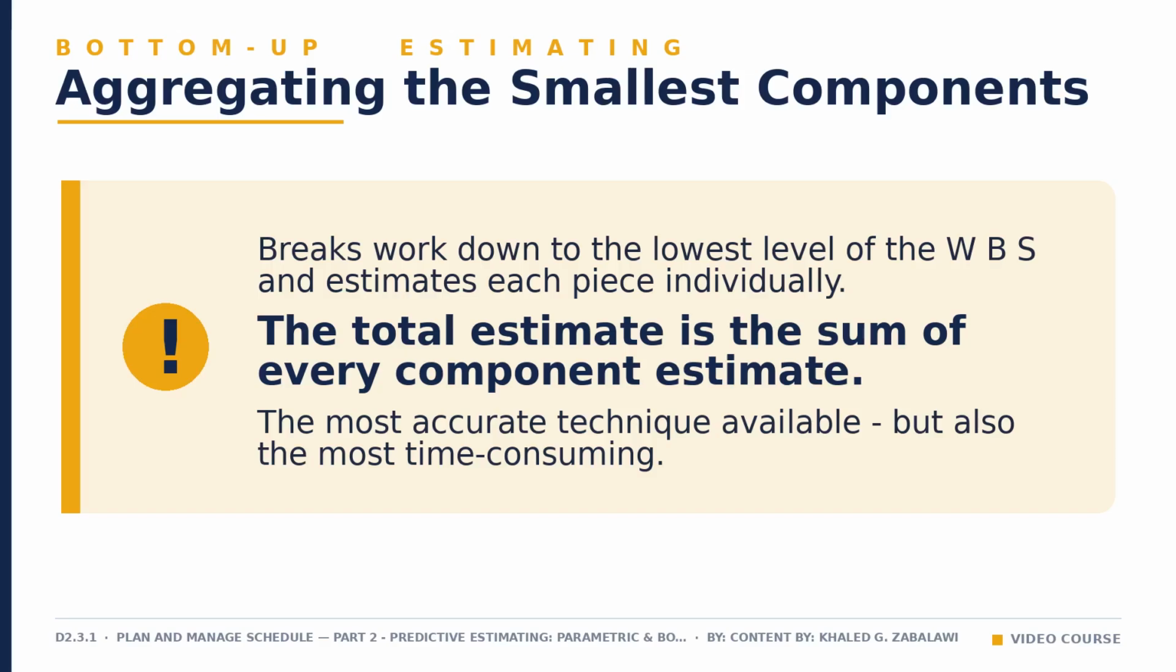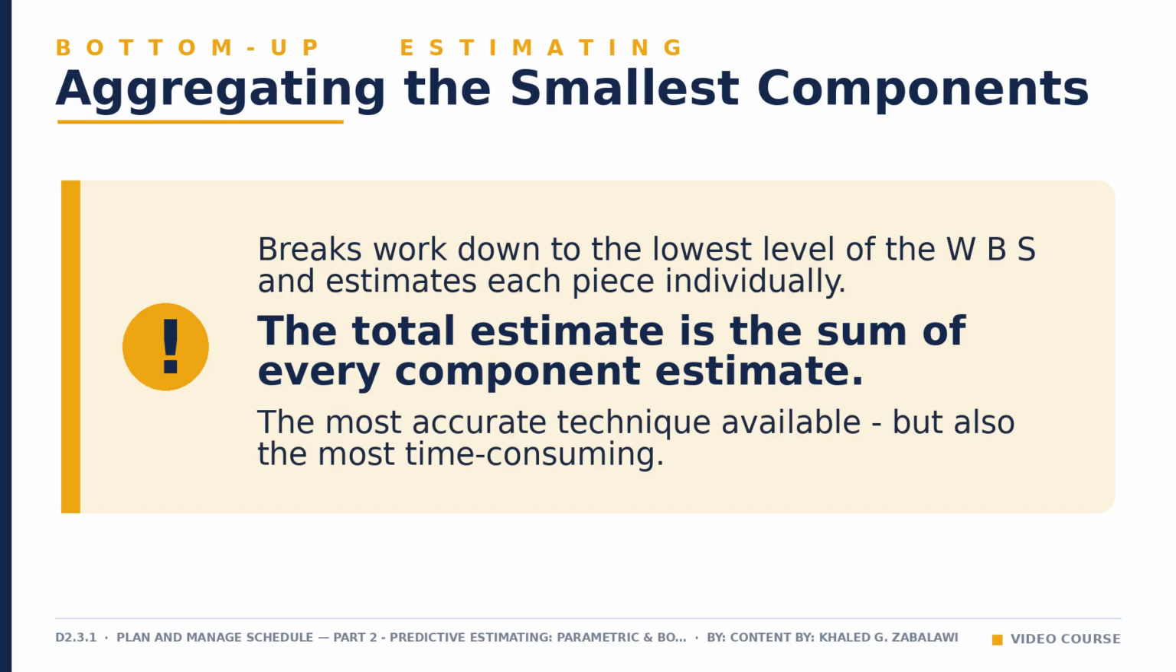The second predictive technique is bottom-up estimating. Where parametric estimating applies a single historical rate at a high level, bottom-up estimating goes the opposite direction. You decompose the work down to its smallest possible components in the work breakdown structure, estimate each one individually, and then add them all together to get your total. Because every piece gets close examination, bottom-up estimating is widely considered the most accurate technique available to a predictive project.